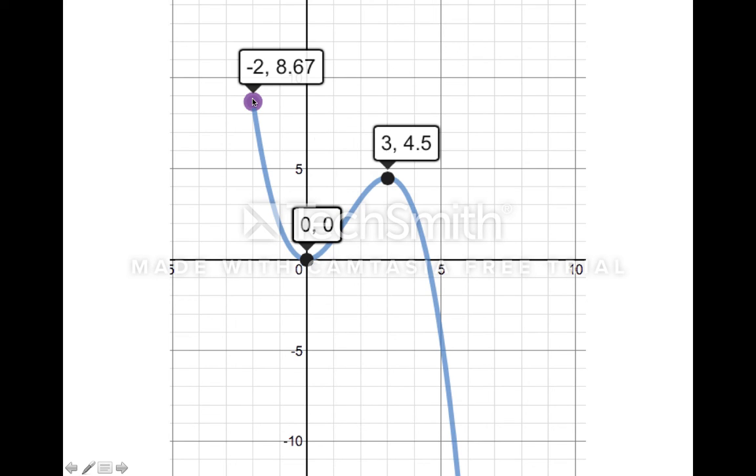This function is decreasing from negative 2 to 0. From 0 to 3 it is increasing, and from 3 to infinity it's decreasing. 0, 0 is a local min. 3, 4.5 is a local max. This endpoint here is actually an absolute max because 8.67 is the biggest y value. This function has no absolute minimum because it's trailing off to negative infinity.